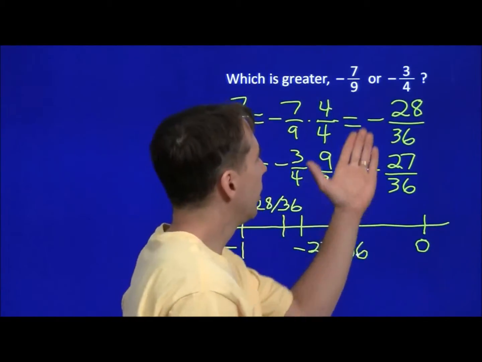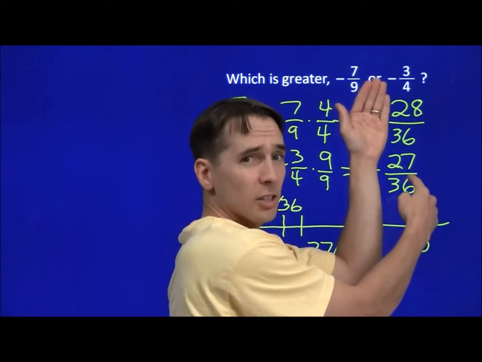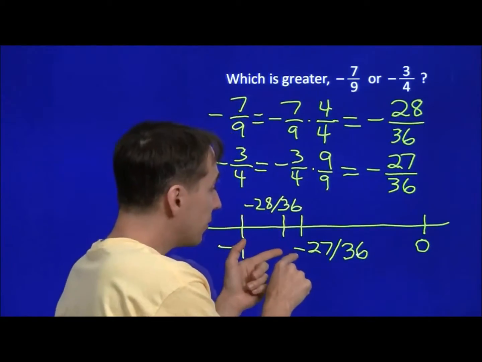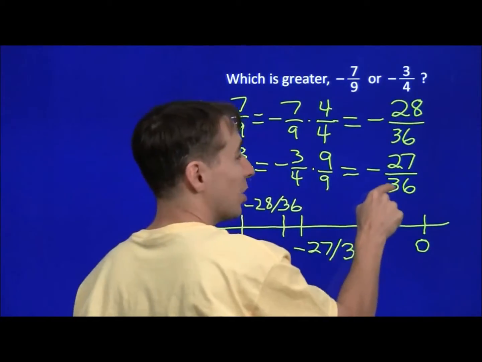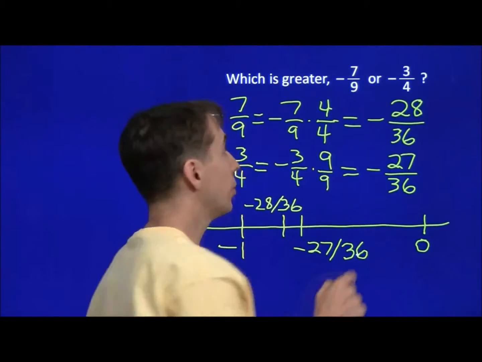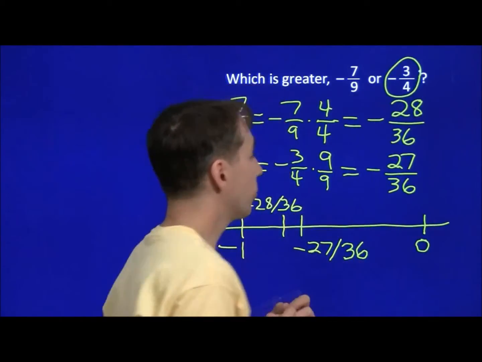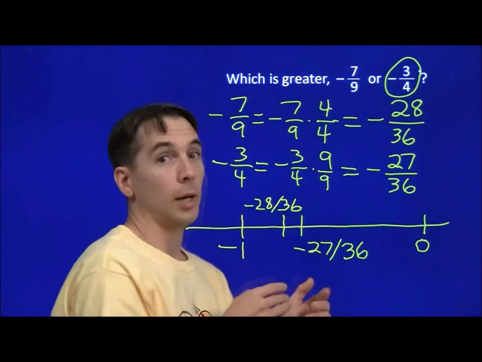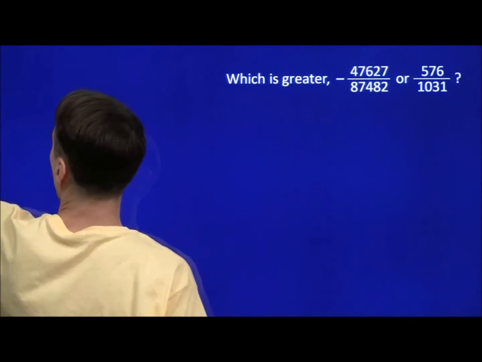So now, back here, when these were positive, 28 over 36 was greater than 27 over 36. But when they're negative, negative 27 over 36 ends up to the right of negative 28 over 36. So negative 27 over 36 is larger, and that's the one that equals negative 3/4. And our key step there was think of the number line. Remember, fractions are numbers. Let's try another one.